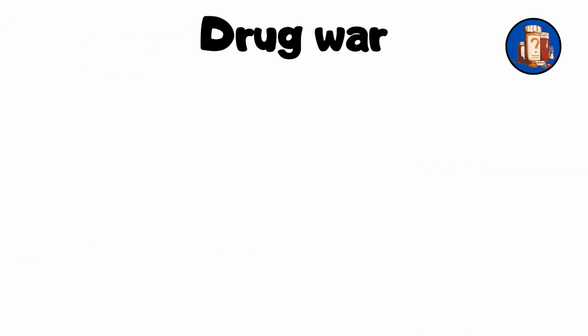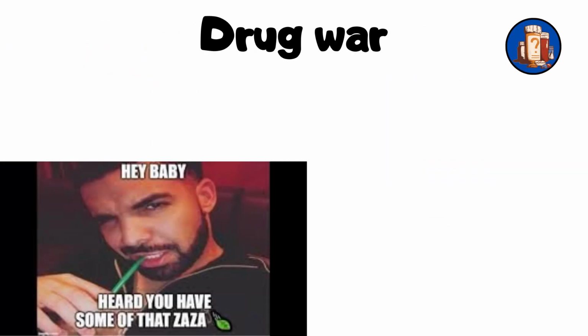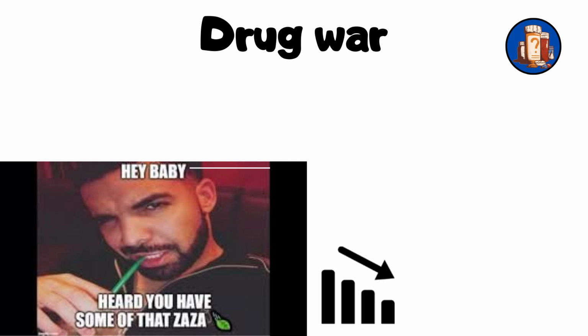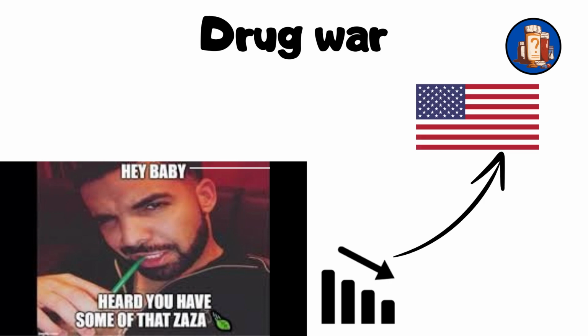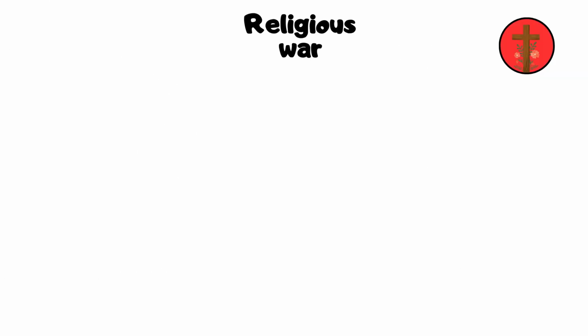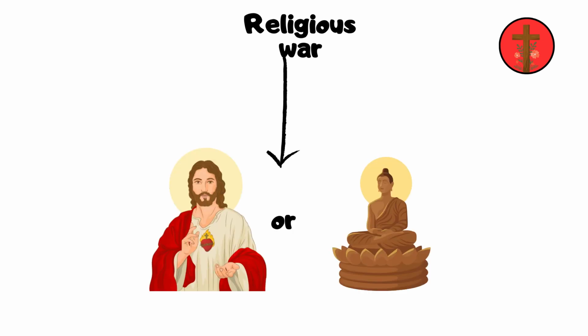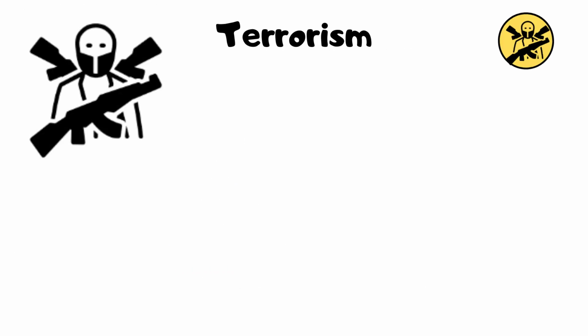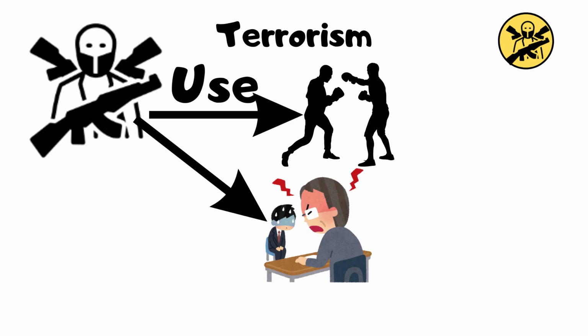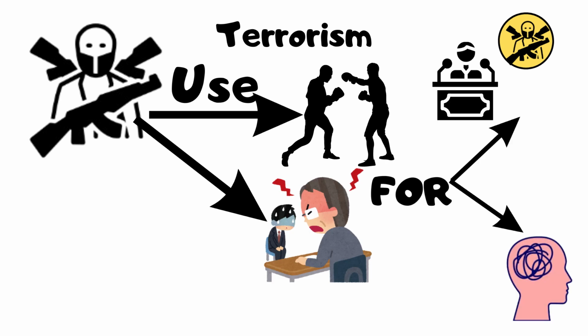Drug war. The war on drugs is the policy of a global campaign led by the United States federal government of drug prohibition, military aid, and military intervention with the aim of reducing the illegal drug trade in the United States. Religious war. A religious war is a war which is primarily caused or justified by differences in religion and beliefs. Terrorism. While not a conventional war, terrorism involves the use of violence and intimidation for political or ideological purposes.